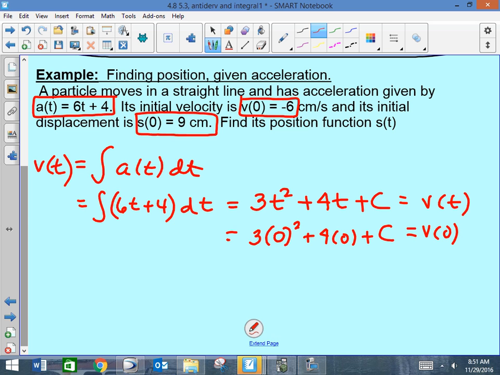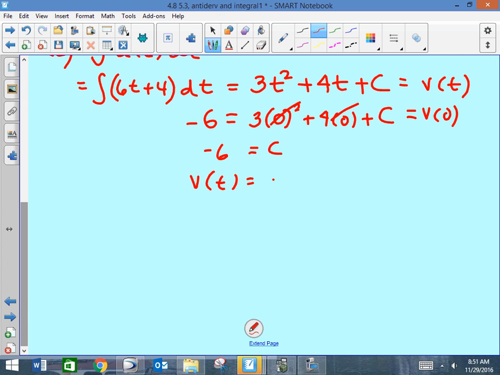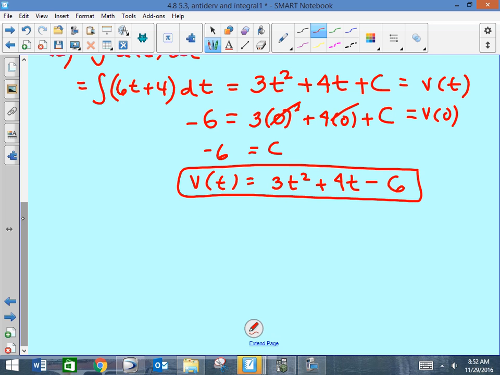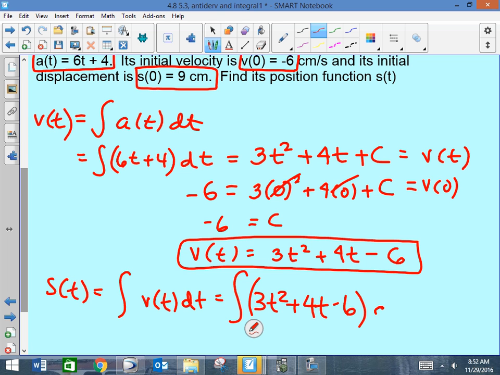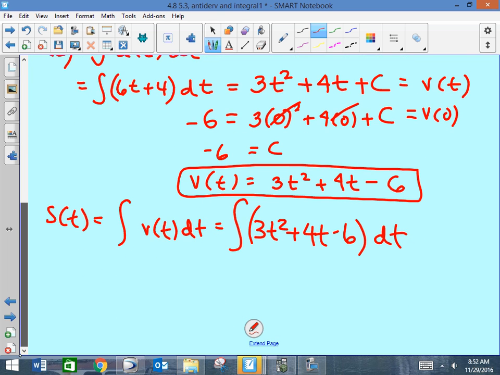And that gives us 0, 0, c equals -6. So that gives you v of t equals 3t squared plus 4t minus 6. All right, good. Okay, we're just going to circle that. Okay, now we are looking for s of t. Abby, what do we want to do now to find s of t? Very good. The antiderivative of 3t squared plus 4t minus 6 dt. All right.